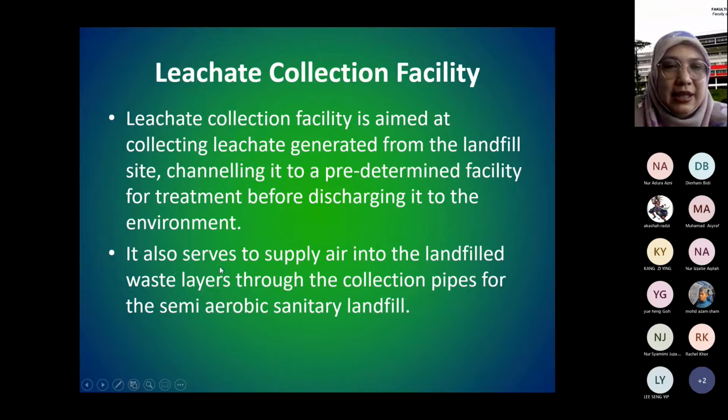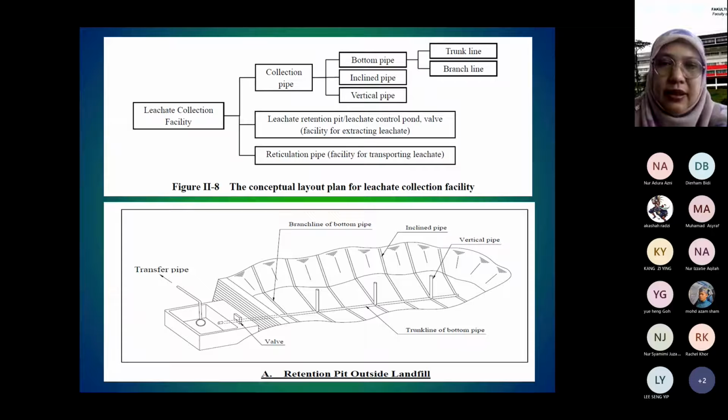Okay, it also serves to supply air into the landfill waste layers through the collection pipes for the semi-aerobic sanitary landfill. Remember last week, I was telling you about semi-aerobic sanitary landfill, meaning that oxygen can be introduced using the leachate collection facility to introduce oxygen into the sanitary landfill cell. Okay, so the leachate collection facility will include collection pipe.